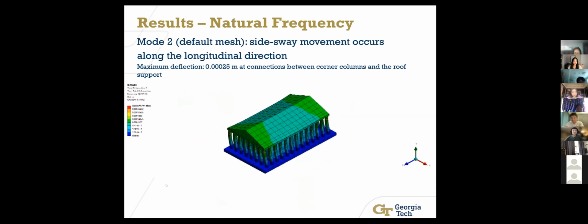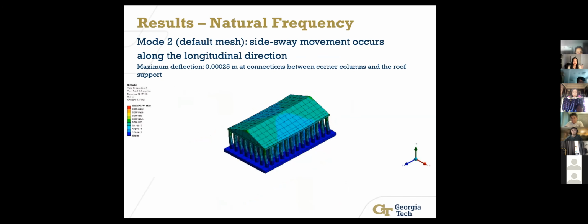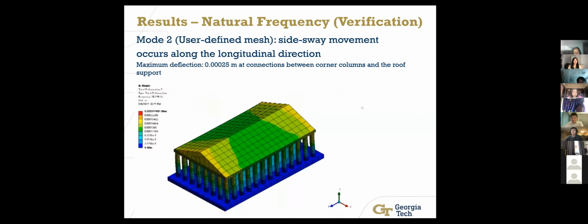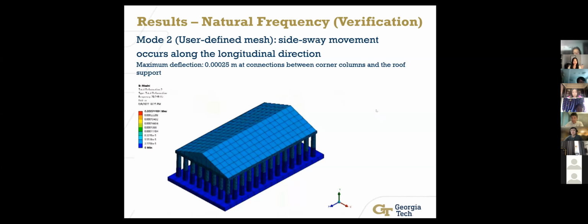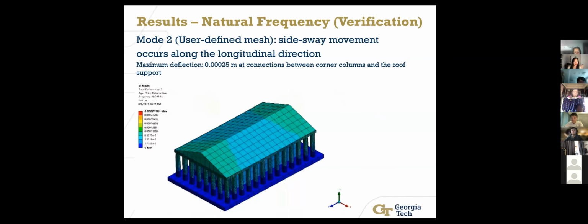Then we simulated mode 2 of the natural frequency, where sideway movement occurs along the longitudinal direction, and with the default mesh, the maximum deflection is 0.00025 meters at the connections between the corner columns and the roof support. As we refine the simulation with a user-defined mesh, just as we did for mode 1, we got the same answer as with the default mesh, and thus the solution is verified.